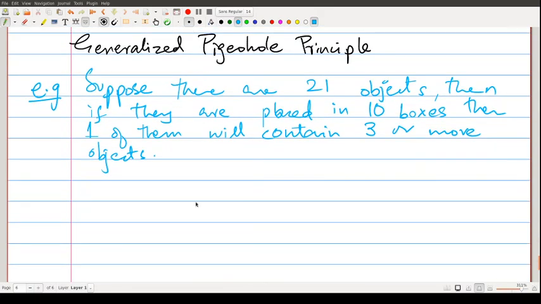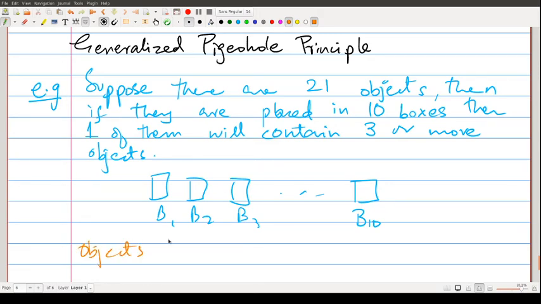It's saying that if I have 10 boxes, box 1, box 2, box 3, dot dot dot, box 10, and if I have to place 21 objects in it, then at least one of them will contain 3 or more objects. And it's easy to see why. It's easy to see because let's start putting objects in these boxes. So objects 1 to 10 can be placed like first object here, another object here, another object here, and 10 objects have been placed in 10 boxes, right?